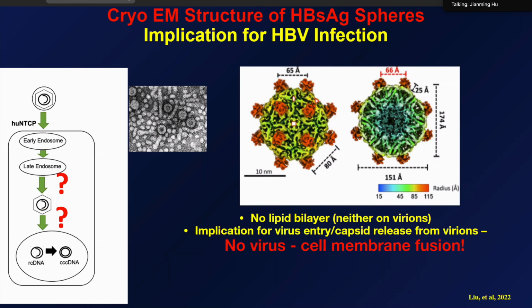Okay? So this obviously has implications for virus entry and capsid release from virions, as depicted on the left side. If there is no virion envelope, there would be no viral cell membrane fusion, in contrast to what almost all the reviews or textbooks would depict. So what this says is the viral entry process is going to be quite different from what everybody envisions or depicted so far, based on the structural information we had recently. Next, please.